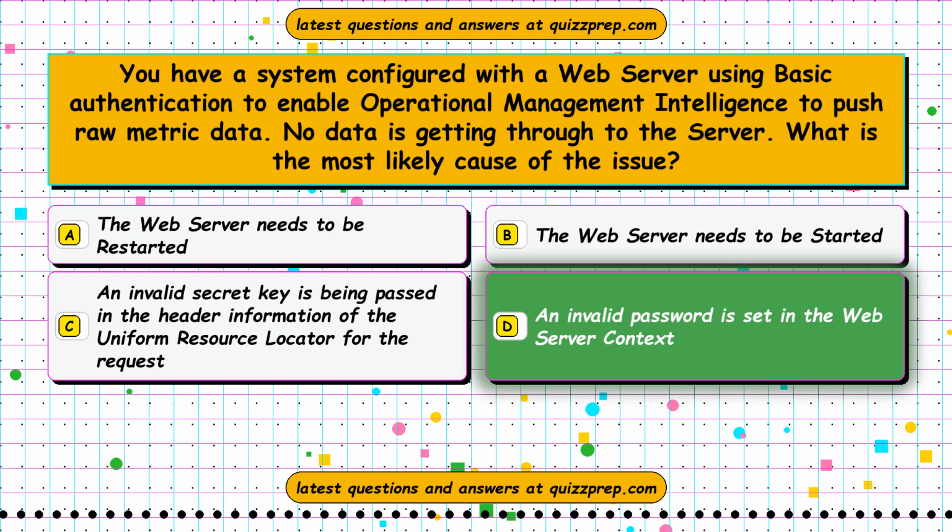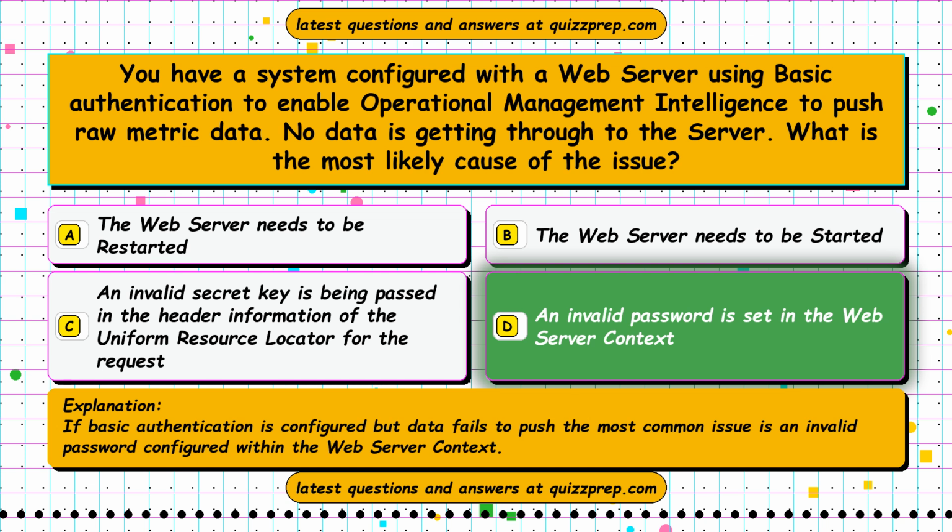The correct answer is option D. An invalid password is set in the web server context. If basic authentication is configured but data fails to push, the most common issue is an invalid password configured within the web server context.